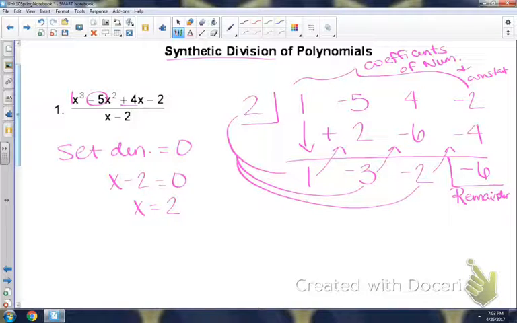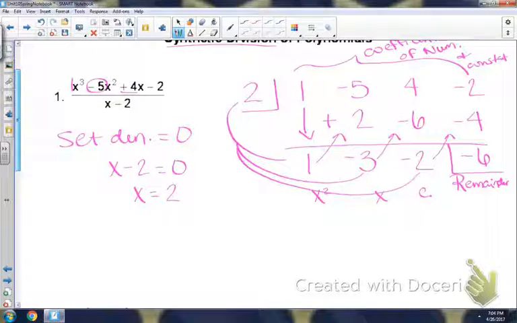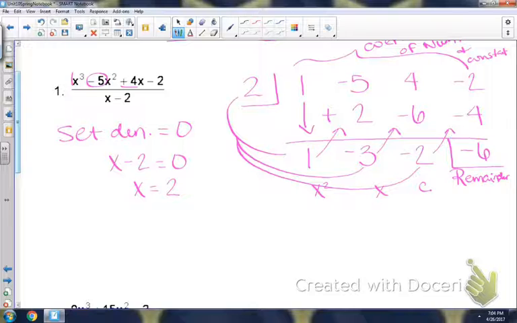Alright, so to the left of your remainder is going to be your constant. To the left of that will be the coefficient of your x. To the left of that will be your coefficient of x squared. Alright, so now we're going to write our answer. These are our coefficients, so I'm going to have a 1x squared minus 3x, and then your constant, minus 2.